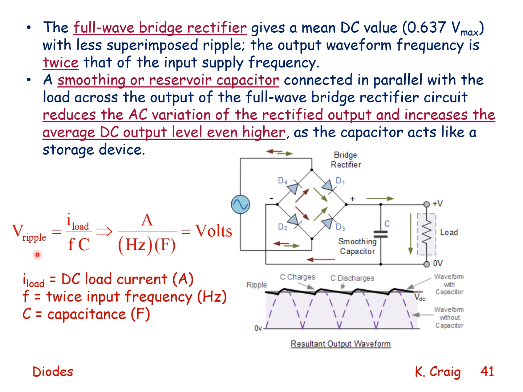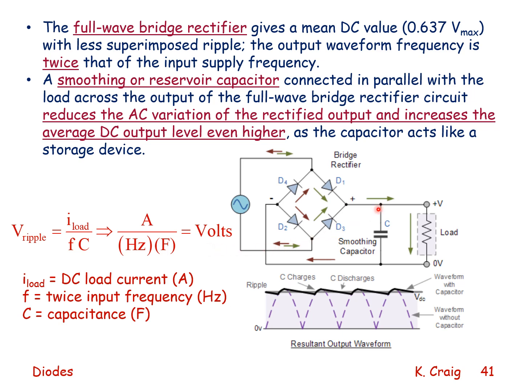The voltage ripple magnitude equals I load, which is the DC load current in amps, divided by the frequency, F, which is twice the input frequency in hertz, divided by the capacitance value, C, in farads. And this gives us amperes divided by hertz divided by farads, which is volts.